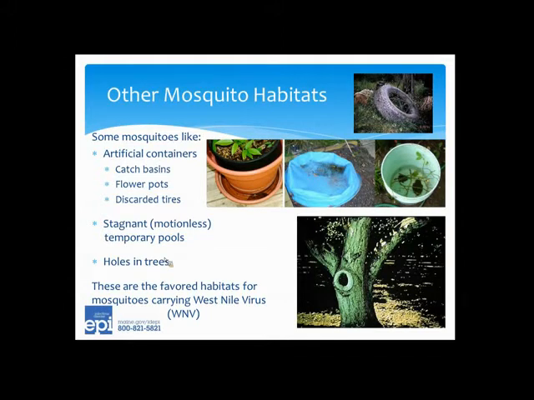So this includes things like holes in trees. So there are natural reservoirs, and then there are these man-made containers. And this is important for us when we are going to get to the prevention cycle. But these are the habitats that mosquitoes that carry West Nile virus are likely to be found in. And the most common mosquito for that is Culex pipiens here in Maine.